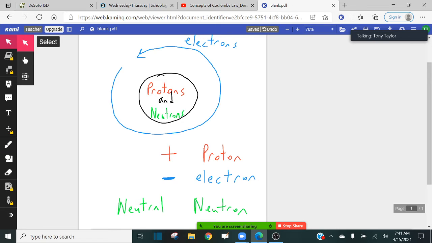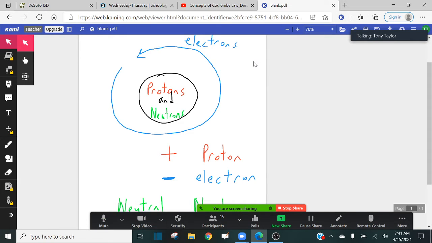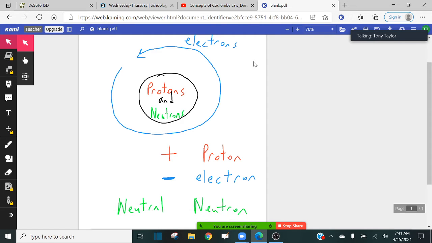Okay. Now, also, if you have an atom and that atom has the same amount of protons as it does electrons, that atom is overall neutral. Its overall charge, or its net charge, is neutral. Okay. Now, the way that we can cause an imbalance in a charge is to add or subtract electrons from an atom, right? If an atom has more electrons than protons, then the overall atom is negative.